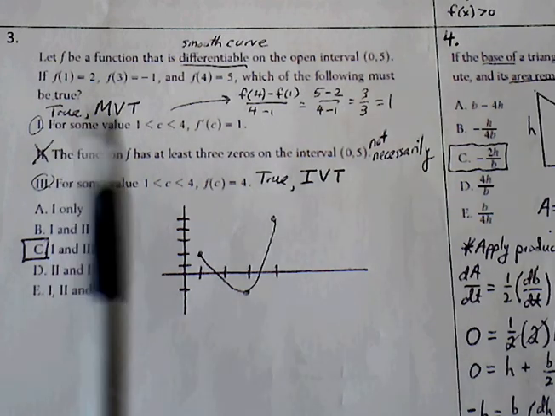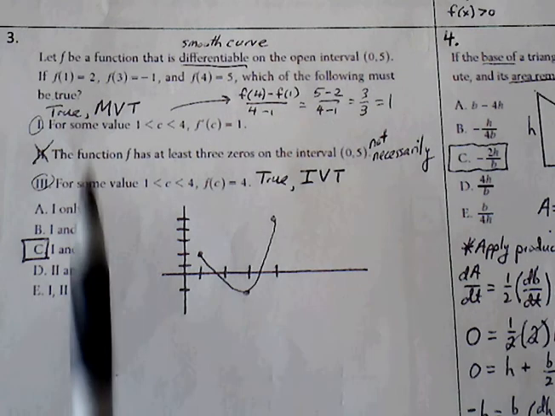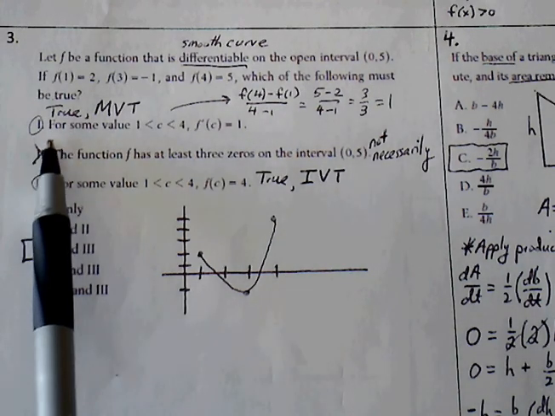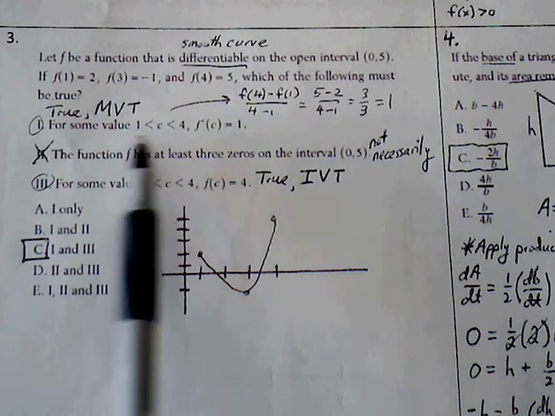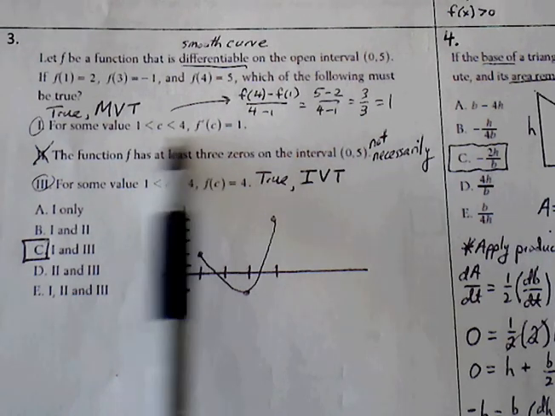Okay. f(1) is 2, I plot that point. f(3) is -1, I plot that point. f(4) is 5, plot that point. Which of the following must be true? For 1, it says for some value c between 1 and 4, f prime of c is equal to 1. So this is talking about the Mean Value Theorem, right?